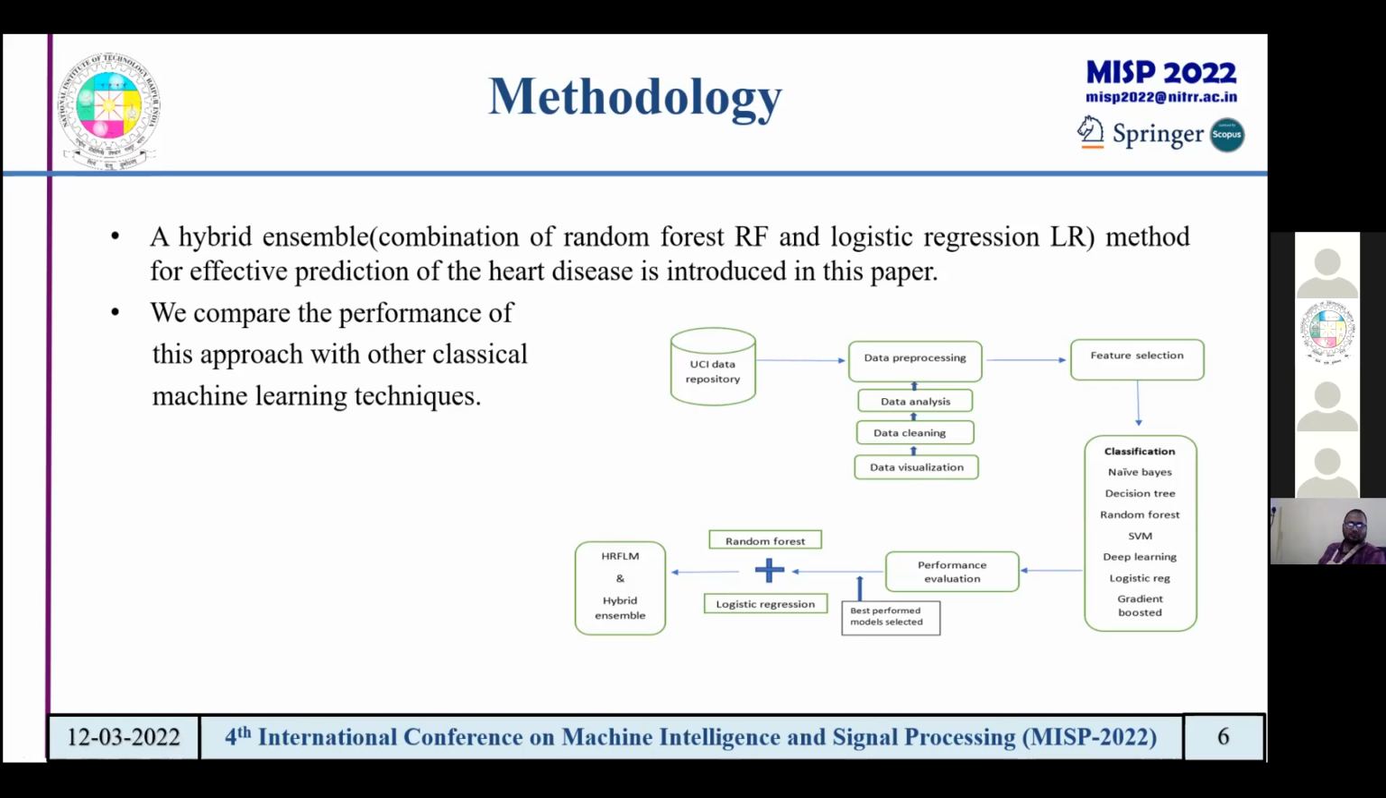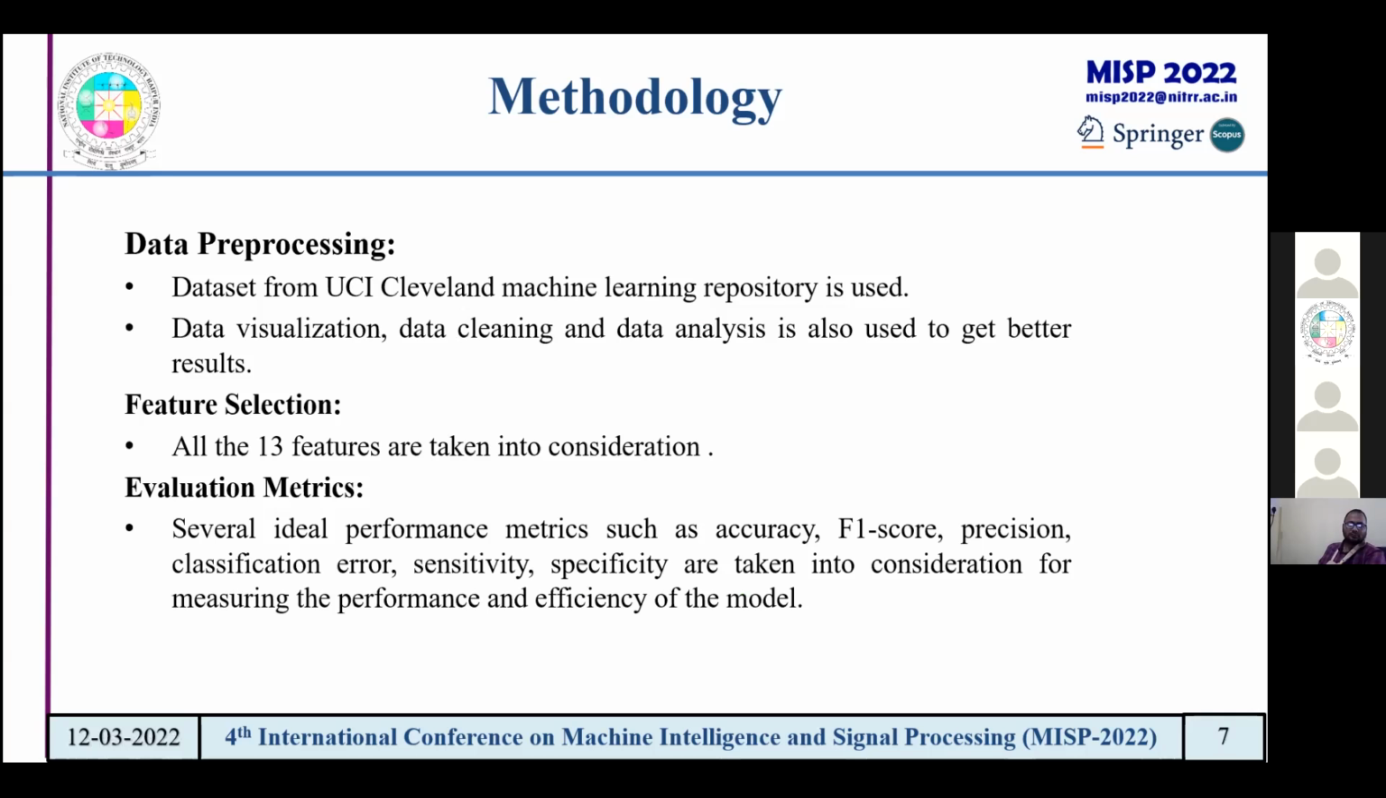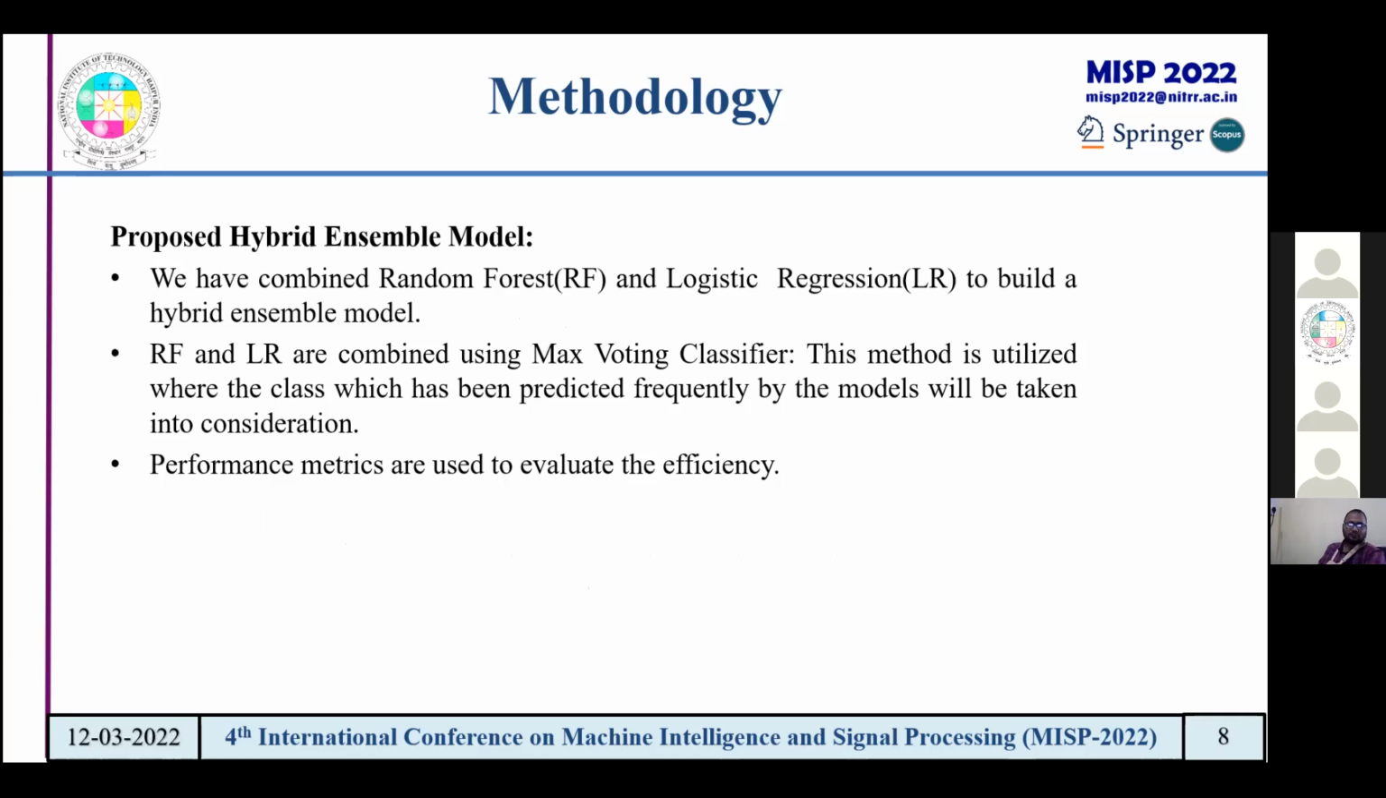And then, for the random forest and the logistic regression, we got more accuracy when we performed the evaluation. So we combined them into an ensemble model, expecting it to give more accuracy. We combined it using a max voting classifier, sir, using soft voting.